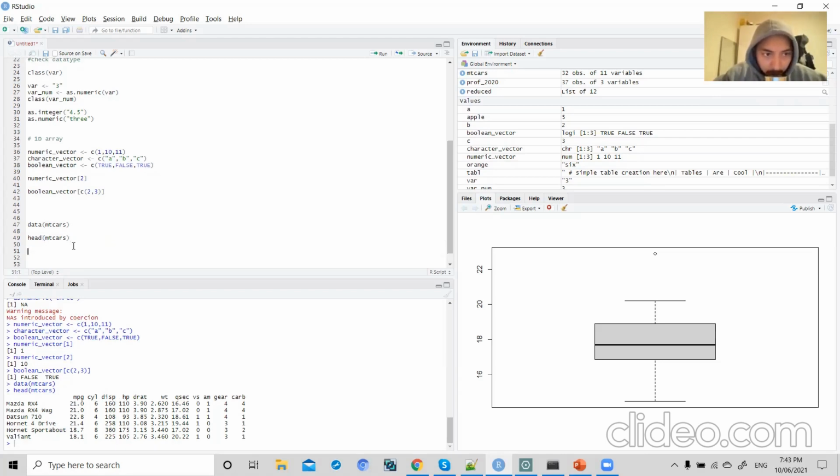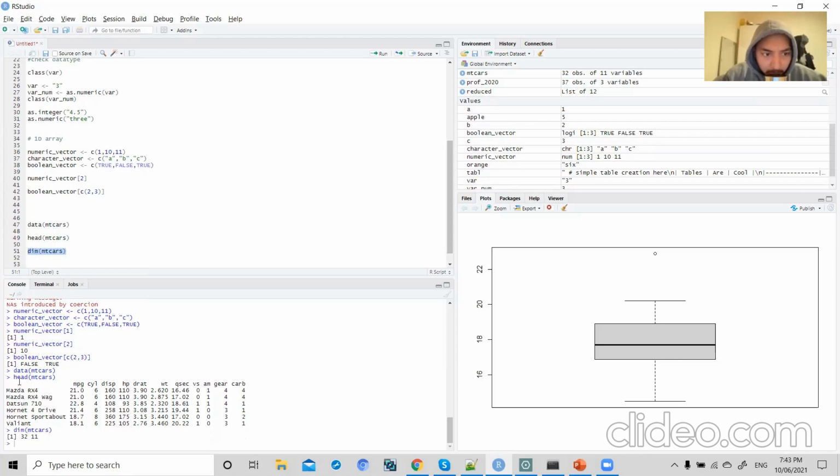Now in this data set, if we need to check the dimension, we can use dim. This says we have 32 rows. So this data set contains 32 rows and 11 columns. You can see 1, 2, 3, 4, 5, 6, 7, 8, 9, 10, 11, right? So there are 11 columns and 32 rows in this data set. So dim helps us to check the dimension.